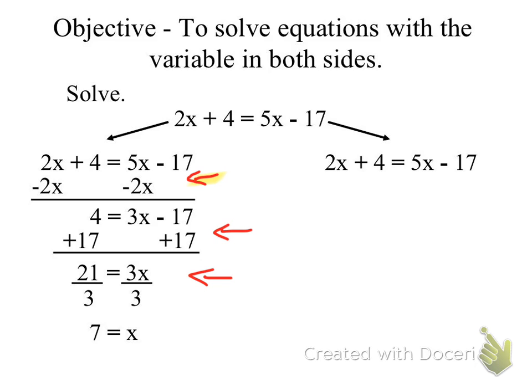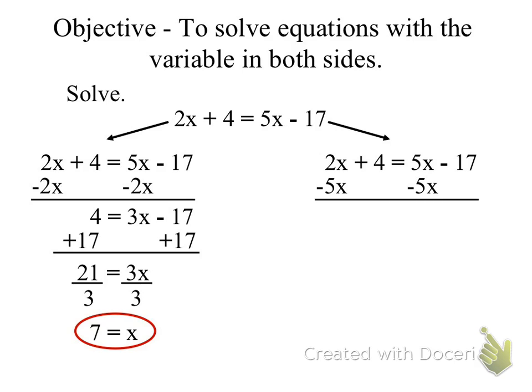So now, that was one way to do it. Here's another way. Instead, I'm going to subtract 5x. Instead of subtracting the 2x, I'm going to subtract 5x. What's the next line going to read? Michael. It's going to be negative 3x plus 4 equals negative 17. Negative 3x plus 4 equals negative 17. Next step.